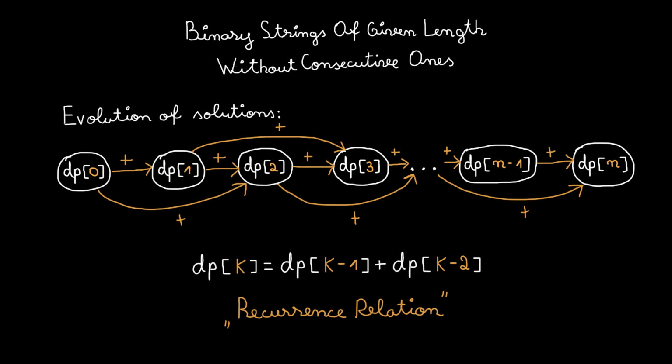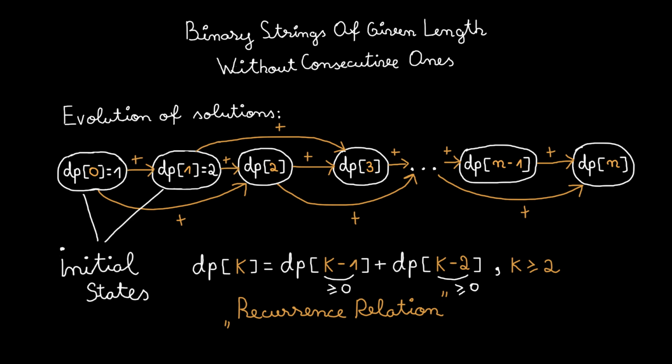We should be careful because dp of k depends on dp of k minus 1 and dp of k minus 2, but these values should also represent valid states. In other words, k minus 1 and k minus 2 should be greater than or equal to 0. So this recurrence relation can be used only for k's that are greater than or equal to 2. The other ones, which are dp of 0 and dp of 1, are going to be our initial states. And the answer of the problem, which is dp of n, is going to be our final state.